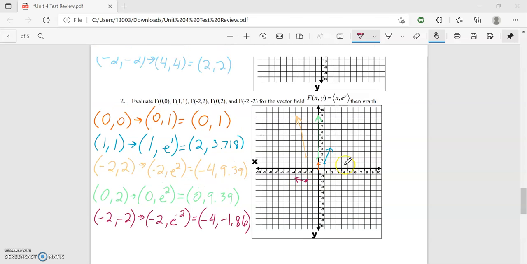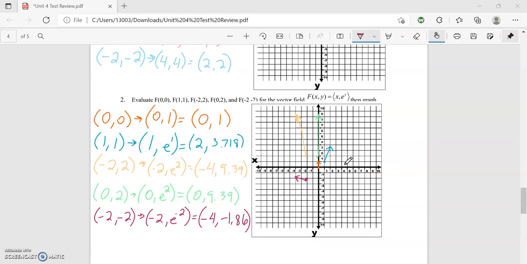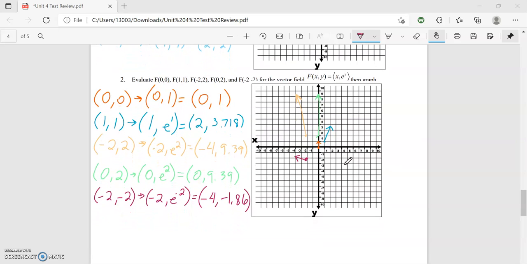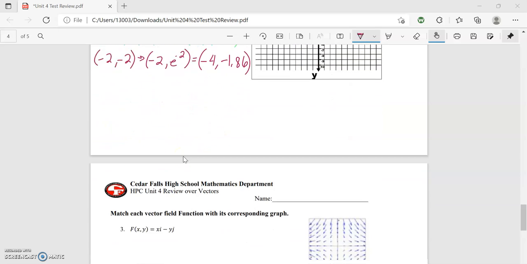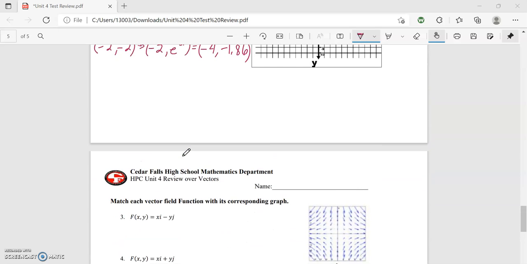So that, again, combined, questions 1 and 2 is a great way to understand evaluating vector fields. And our next video here, we will work on matching vector fields to their graphs.